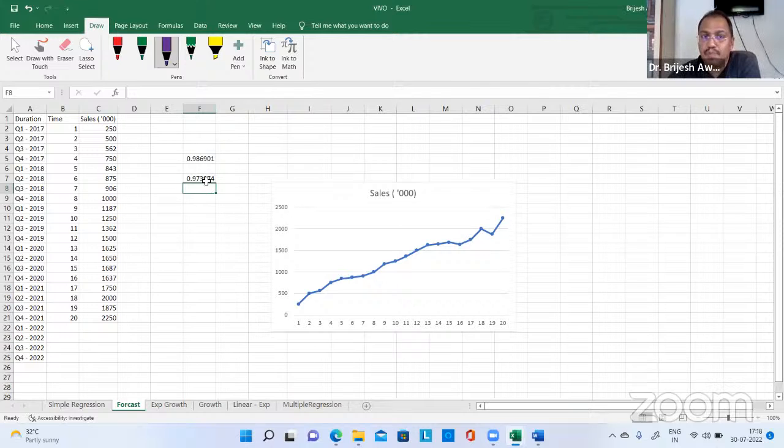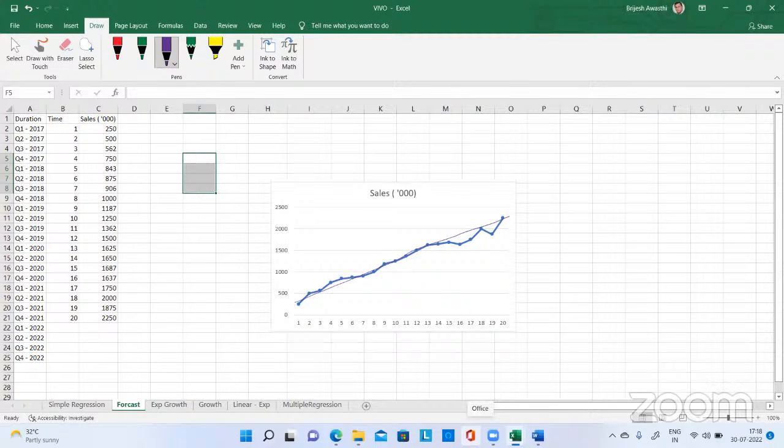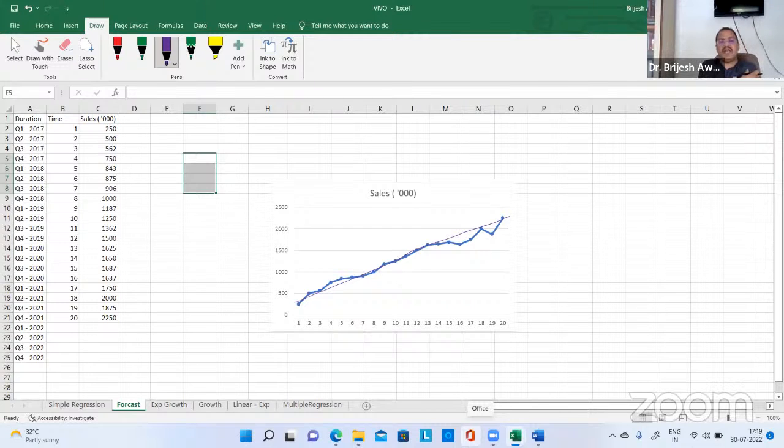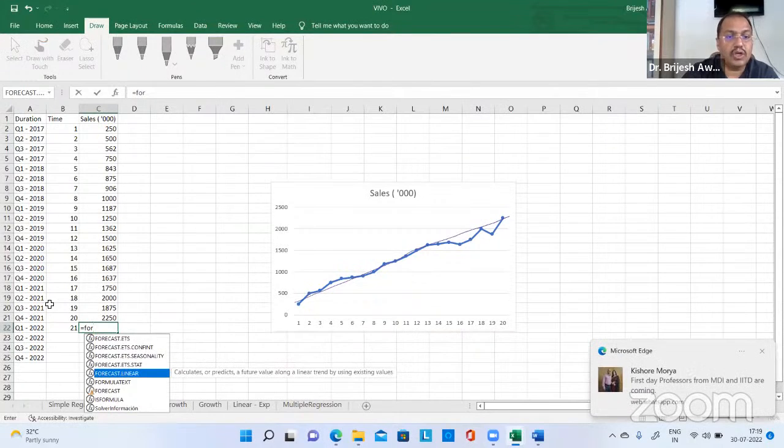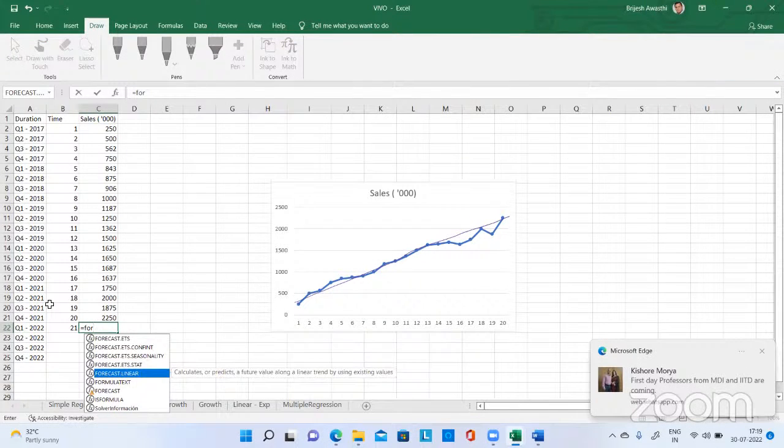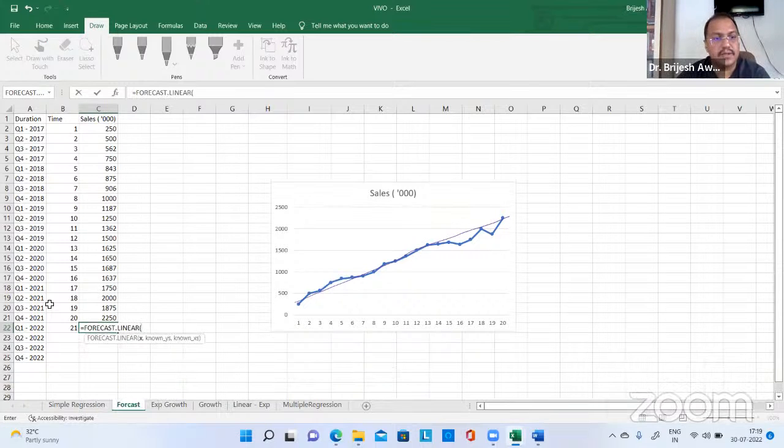Number three: when we can see these two parameters, I'm not talking about other factors, I can directly say a straight line is more than sufficient to predict this value. Yes or no? Yes, sir. With the help of a straight line, we can easily forecast the sales. So in that case, I will use this function, FORECAST.LINEAR.